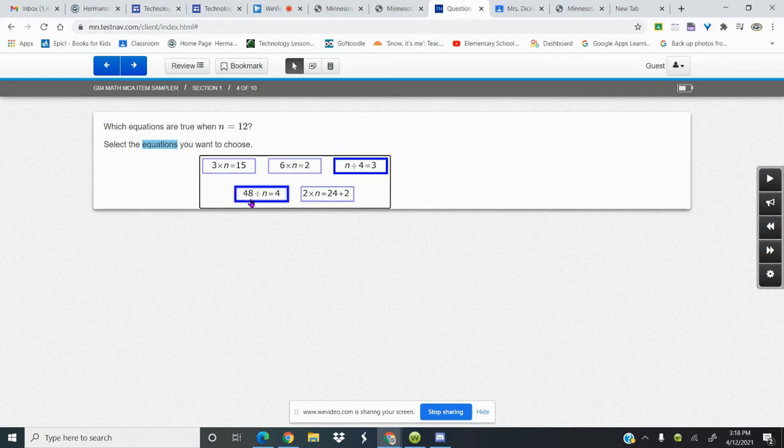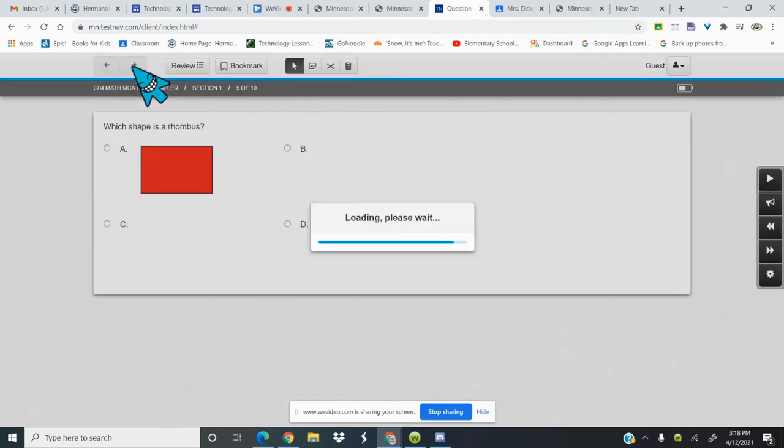Yep, that works. And then 2n times 12 is 24. But 24 plus 2 is 26, so that would not work. So I have my 2 answers here. Go on to the next one.